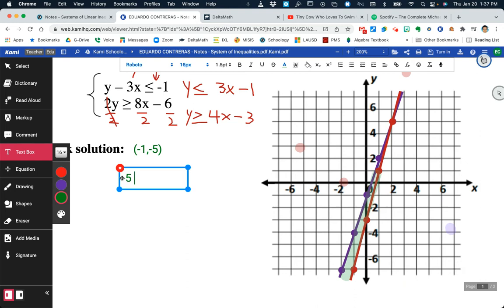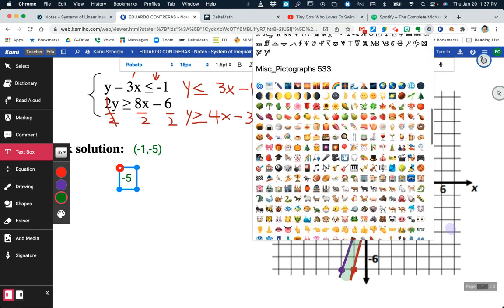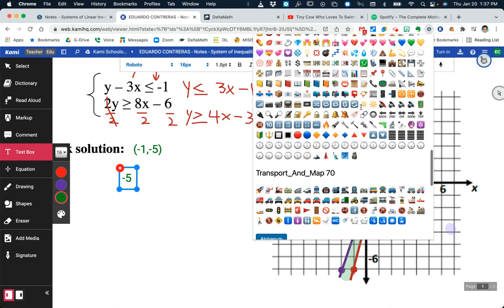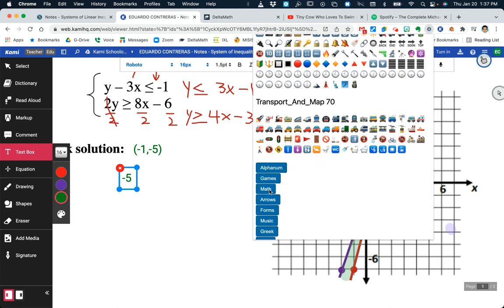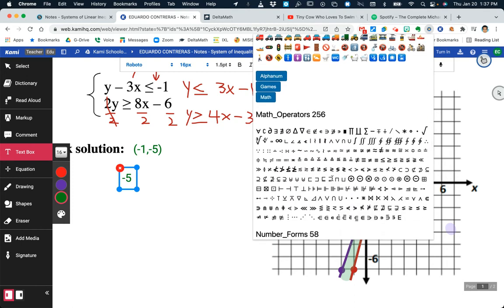Oh, I forgot how to do less than or equal to on this thing. I used to know the keystrokes. If you know the keystrokes to yours, by all means use them. But you can go to our extension here. Go to math. One of these has to be a less than or equal to. I see it right here. There it is. I'm going to copy that.